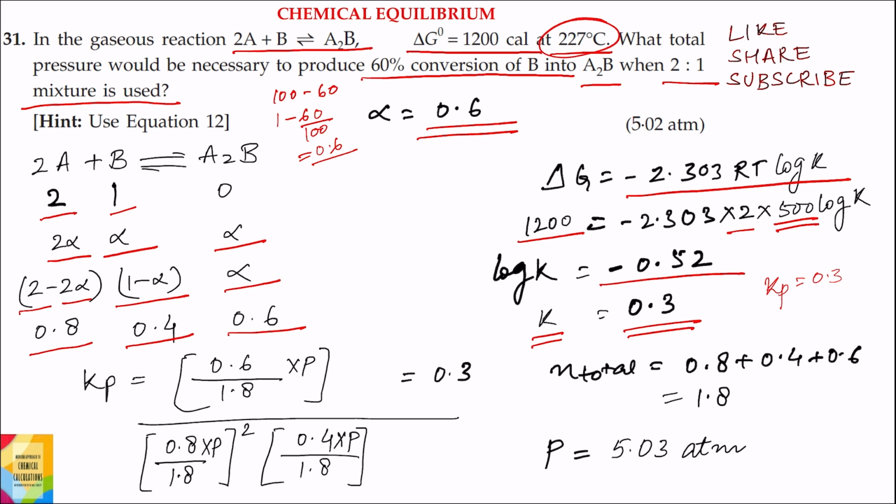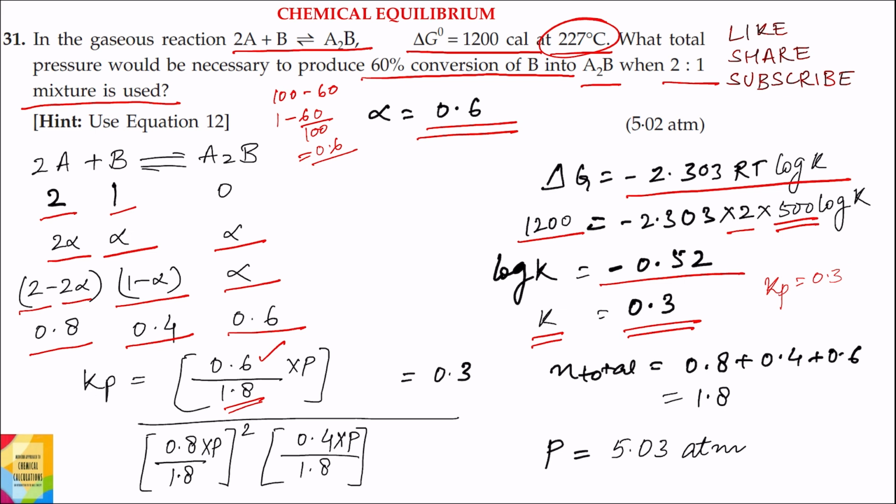Now Kp is also equal to partial pressure of the product divided by partial pressure of the reactants. Now on the product side we have A2B. Partial pressure of A2B is equal to mole fraction of A2B times total pressure. Now mole fraction of A2B will be moles of A2B at equilibrium, that is 0.6, divided by total number of moles at equilibrium, which is 1.8.